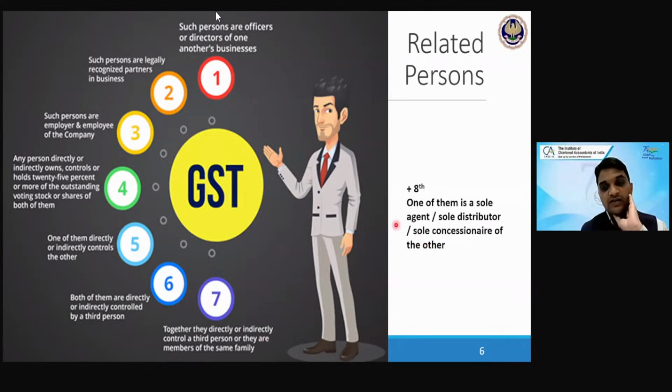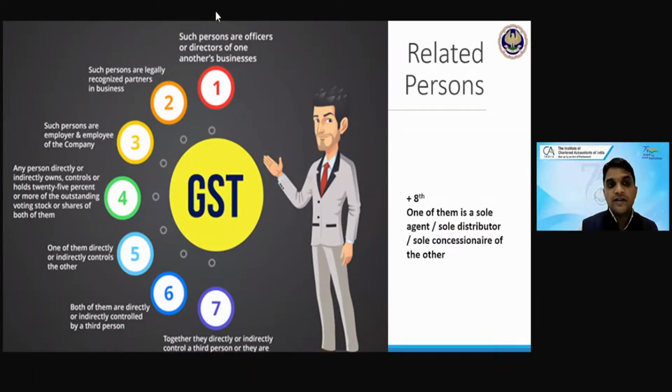And also when they are members of the same family, still they are related. And the eighth one is that one of them is a sole agent, sole distributor, or sole concessionaire. When you have appointed only one person to do your business, that person and you are definitely related. So when we have related party transactions, we have to be careful because the price will be determined, right? Price will be influenced. So we will have to be careful.